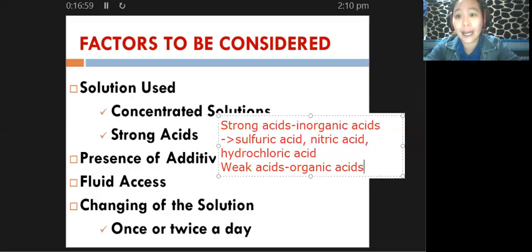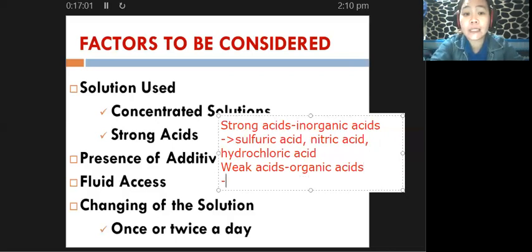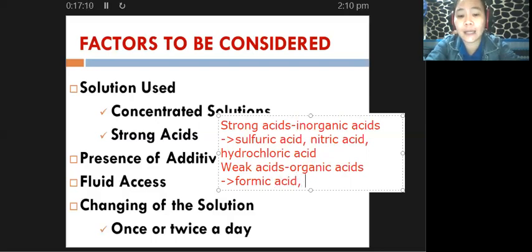And we have your organic acids as examples of your weak acids. So examples of weak acids would include formic acid. What else? Citric acid. That's all I know. So formic acid, citric acid, oxalic acid. So these are examples of your weak acids.